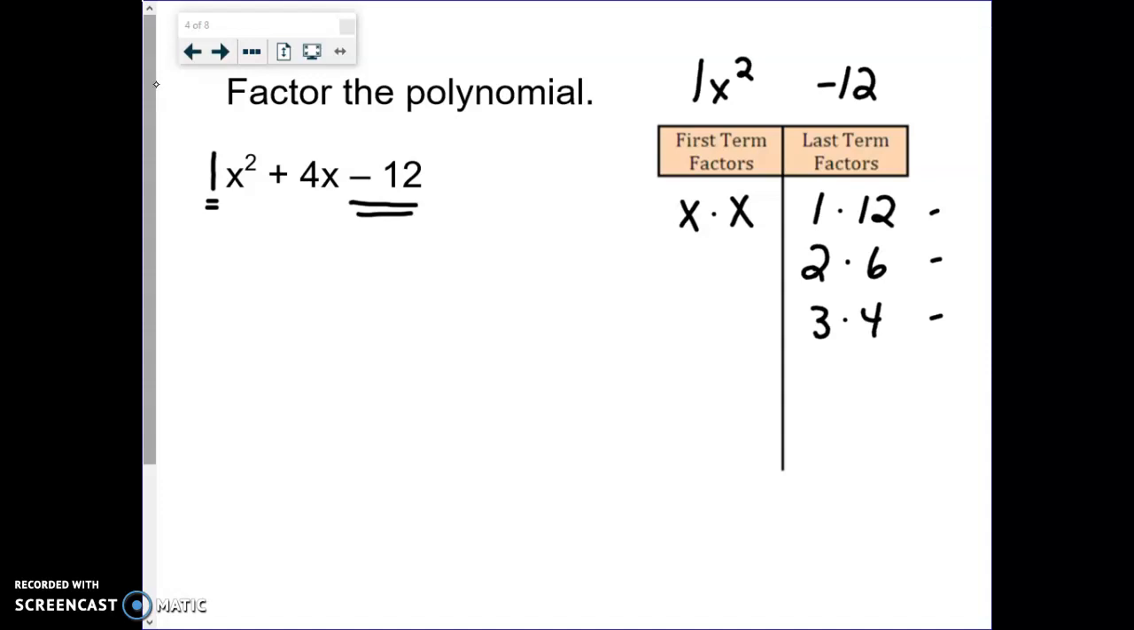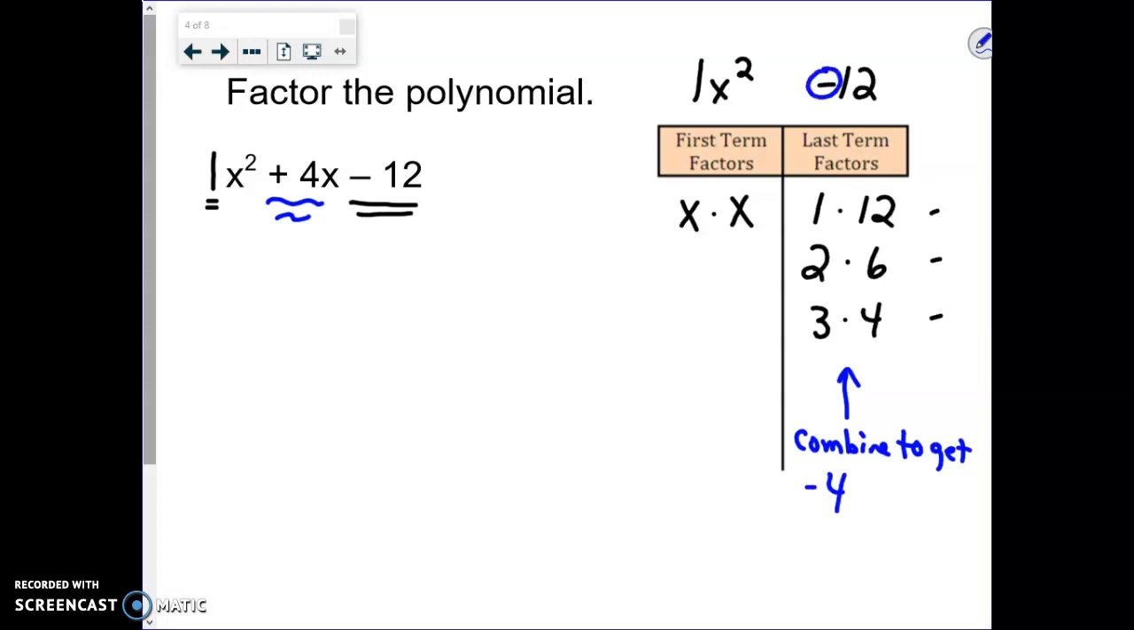Pardon me on that. They need to add up to give me a negative 4. Because where does this negative 4 come from right here? Which of these will combine together to give me a negative 4? So they need to combine to get negative 4.